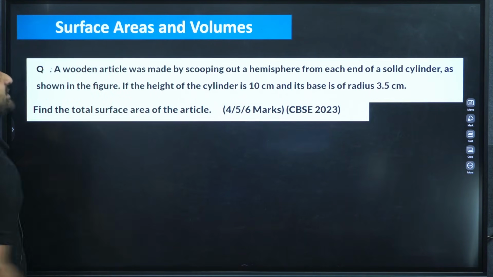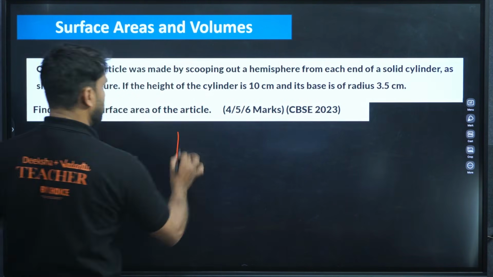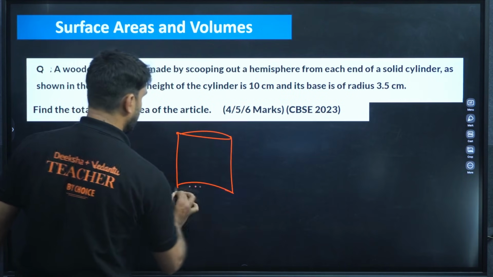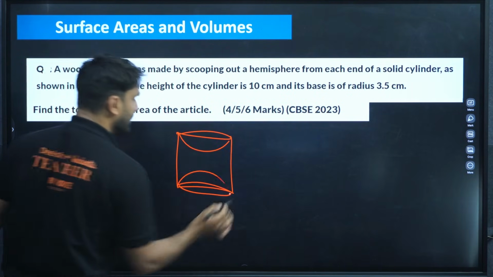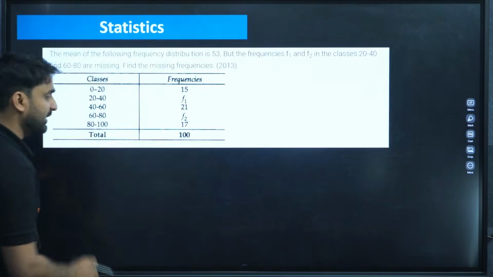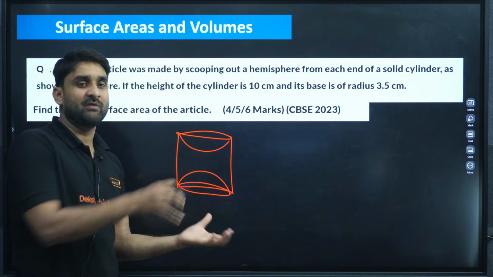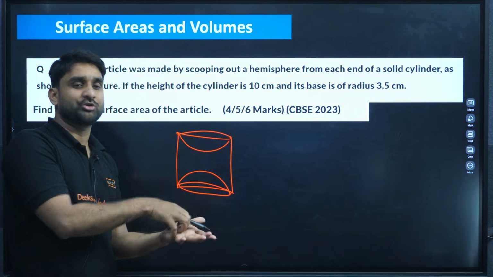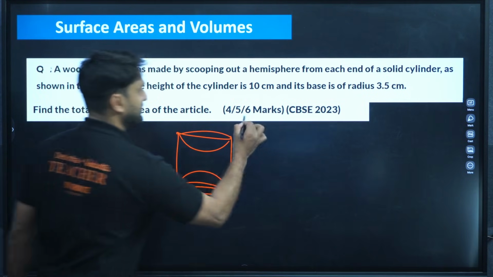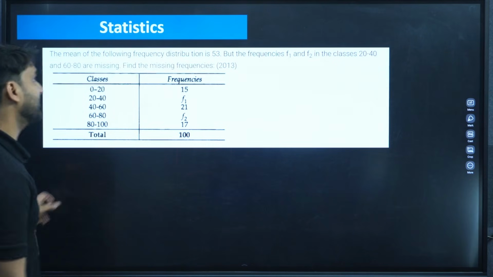Next, in surface area and volume, such questions are very important. From any solid structure, we are scooping out two hemispheres. So what will be the area of the remaining solid? Go and prepare such questions, when we are scooping out some portion from any solid structure. And this is a repeated question. It carries 4, 5 or 6 marks.